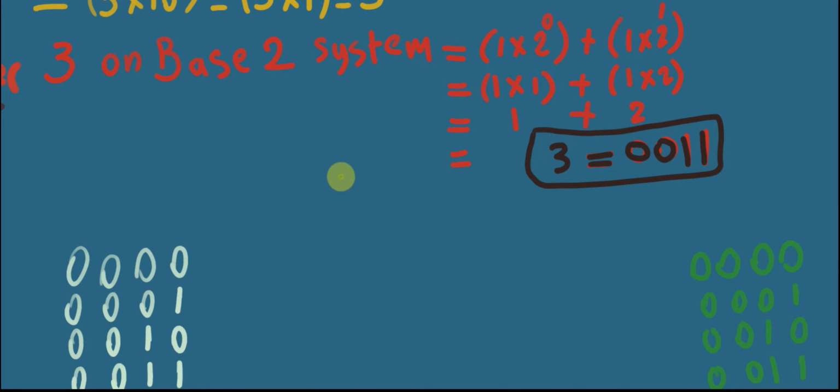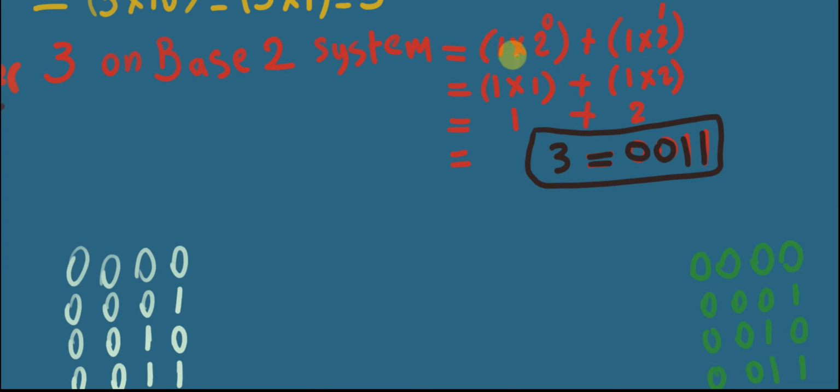So now, if we want to write the 3 in the base 2 system, we write 1 times 2 raised to 0. Why do I put the 2 here? Because I'm working now in a base 2 system. So I write 1 times, since in a base 2 system, the largest number I can write in any column is the number 1.